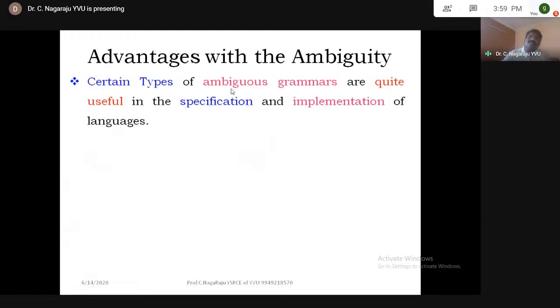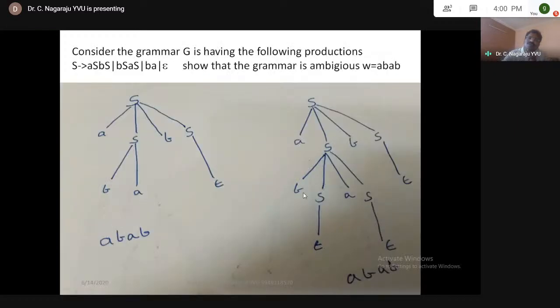A certain type of ambiguous grammar is quite useful in the specification and implementation of a language. Sometimes an ambiguous grammar is very useful because it gives the smallest product. Our intention is to reduce the space complexity and increase the execution speed of the program. For the same grammar, if there are more trees, here is one tree and this is another tree.